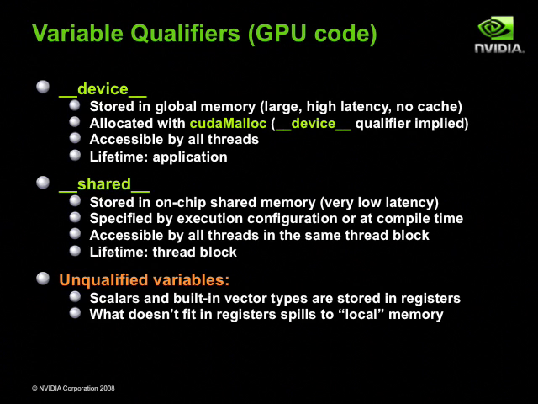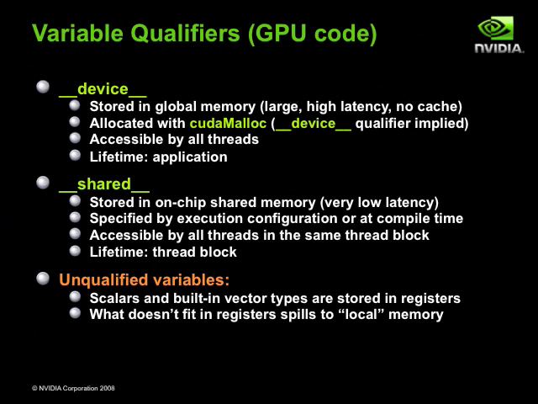The __shared__ variable qualifier is used to indicate that memory is to be stored in on-chip shared memory. The amount of shared memory can be specified either at compile time or at kernel launch, and is accessible by all threads in the same thread block. The lifetime of shared memory is that of the thread block.